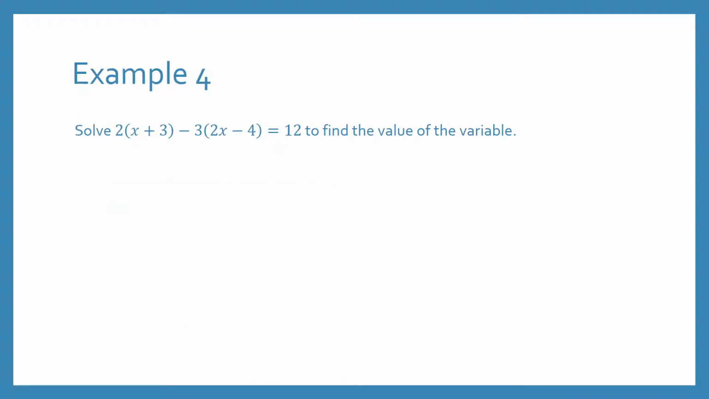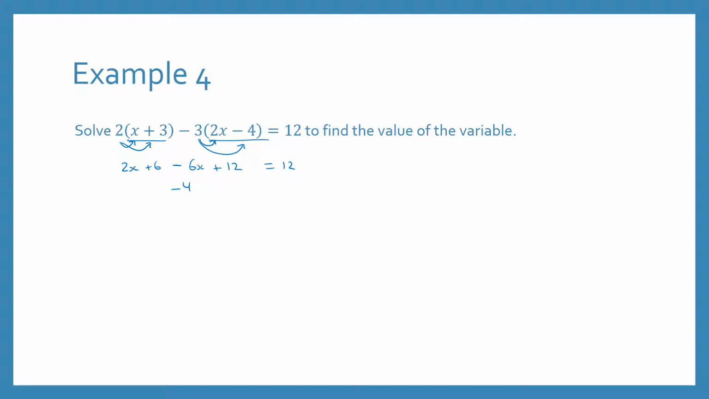So in this question, we have two sets of brackets. Now there's different ways we could approach this. The easiest is going to be just to expand those brackets and then to move things around. So we're going to start off: 2 times x is going to be 2x, 2 times 3 plus 6, minus 3 times 2x, which is 6x, and then minus 3 times minus 4 is going to be plus 12, equals 12. Now we can simplify this.